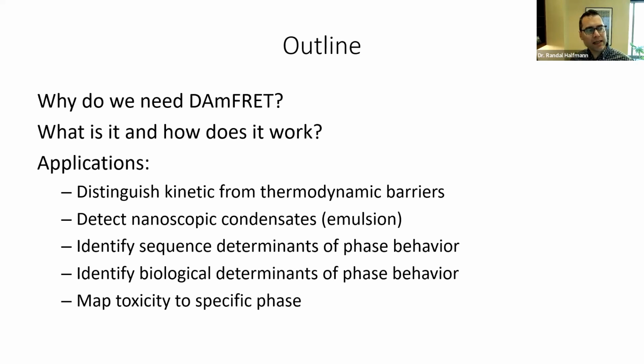We can use it to see condensates that you can't observe by microscopy, which we're actually finding are surprisingly common. These are an emulsified phase. You can use it, of course, to identify sequence determinants of phase behavior, as well as biological, cellular factors that may be regulating phase behavior. And then most recently, we've found that we can actually map proteotoxicity to specific states of a protein of interest, which is quite powerful in terms of understanding how phase separation can contribute to proteopathic diseases.